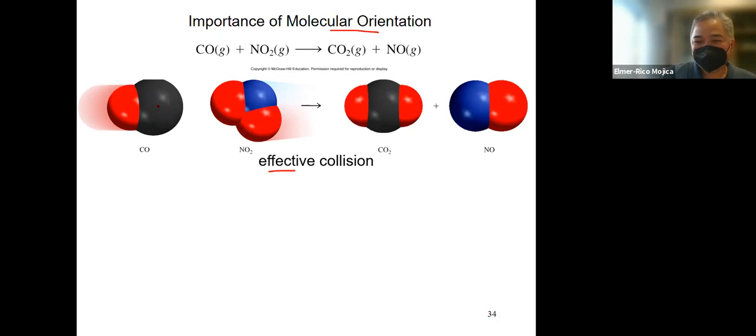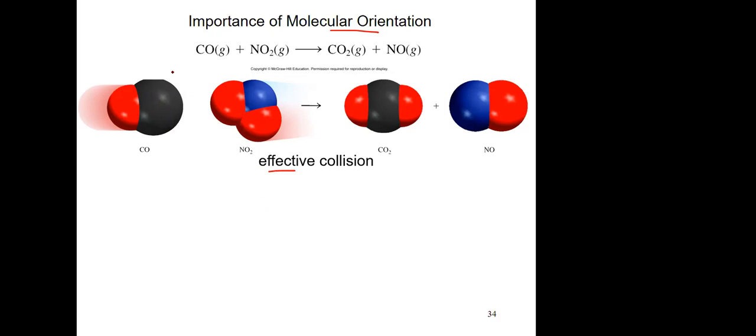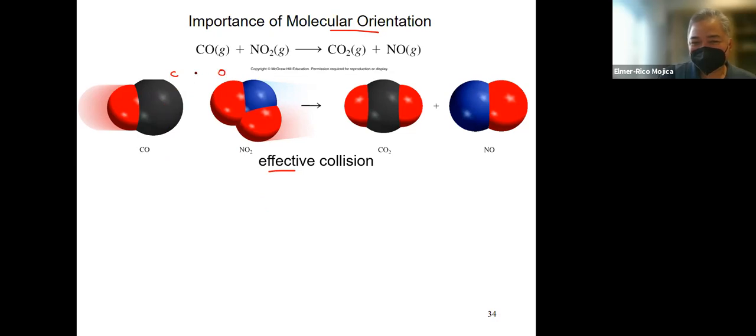It has to be in such a way that the black thing here, which is your oxygen, and carbon collide with oxygen for the collision to be effective. So when it approaches this way, it's going to give up the NO, producing CO2 and NO.